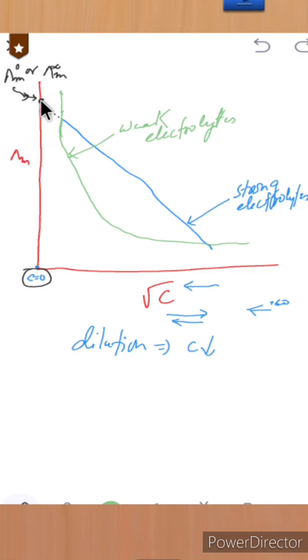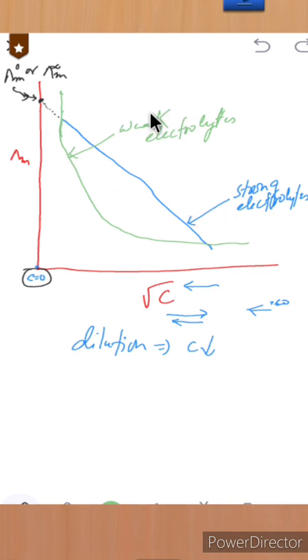Why am I telling this? Because infinite dilution is when the concentration approaches 0. So this origin represents concentration 0. When the concentration of the electrolyte solution approaches 0, the value of lambda m will be equal to lambda m naught. So this can be obtained by extrapolating this straight line.